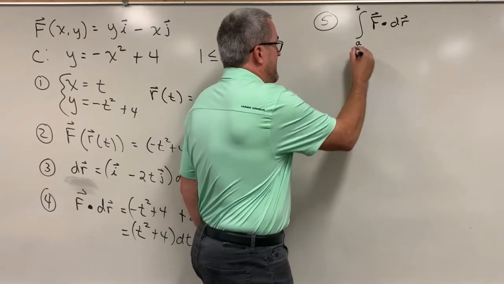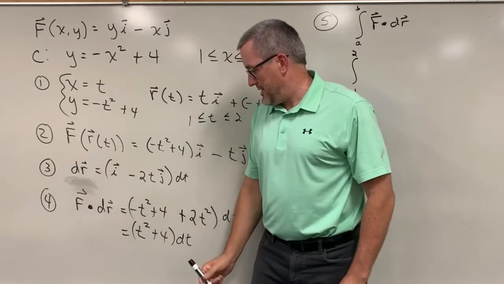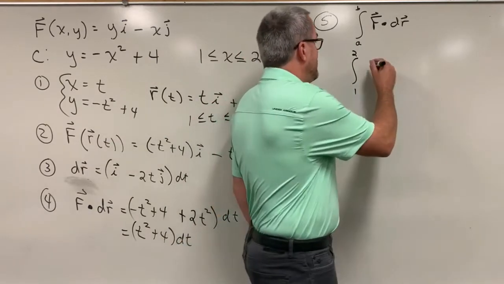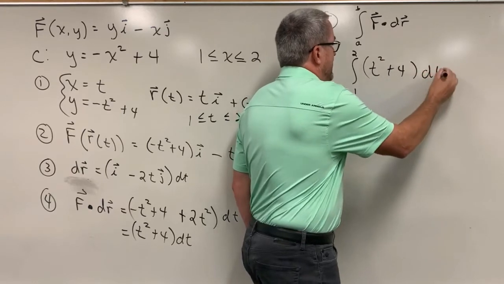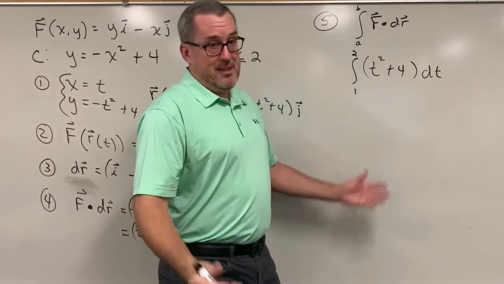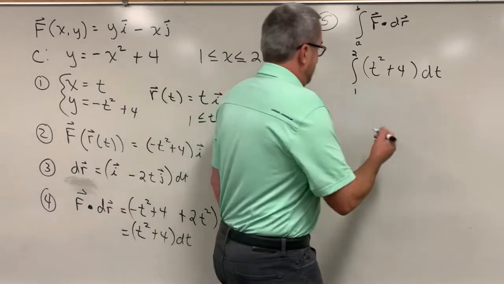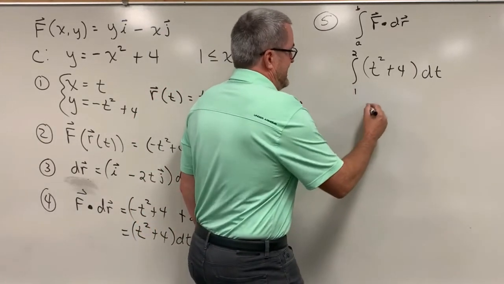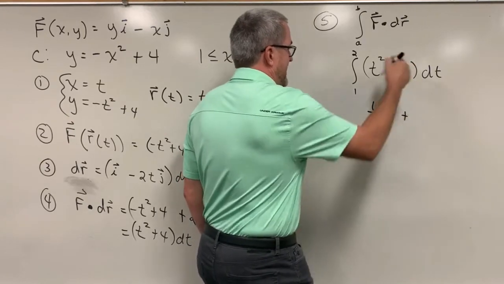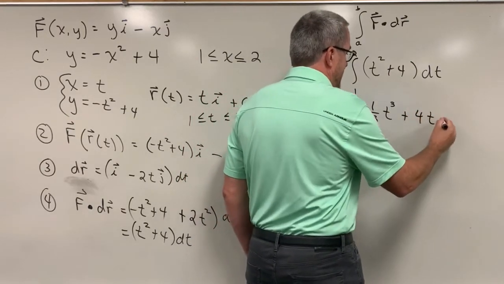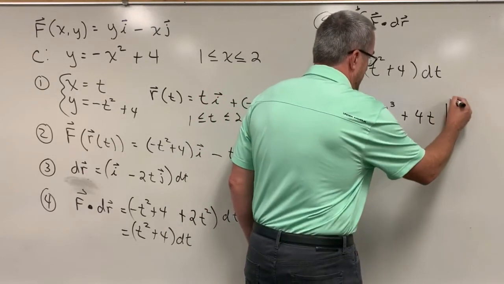We're going to integrate from 1 to 2 f dot dr. And if we look back at our step 4, f dot dr turned out to be t squared plus 4 dt. Now we just have a nice single variable integral to deal with. Let's do it. The integral of t squared is 1/3 t cubed. And the integral of 4 is 4t. Fundamental theorem of calculus will evaluate that antiderivative between 1 and 2.